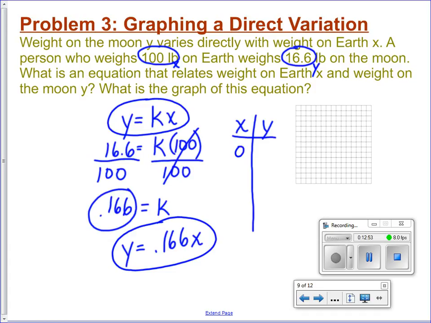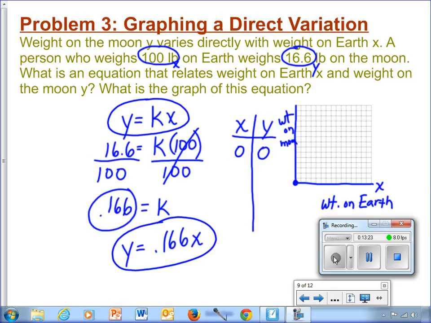166 thousandths times 0 is simply 0. So on our graph, if this is our y-axis, which is our weight on the moon, and x is our weight on Earth, zero, zero is going to be right there.